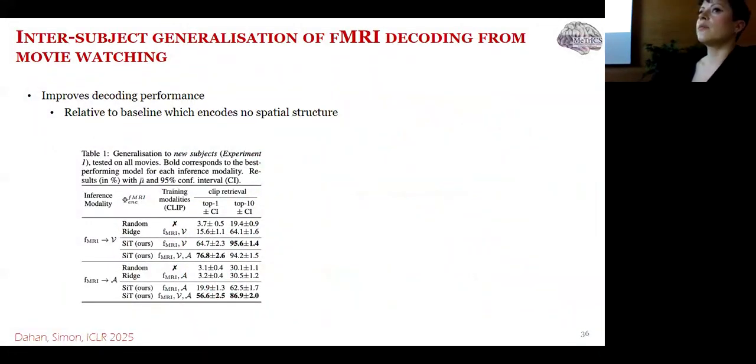So where people would previously have built models within individuals, you would have had lots and lots of densely sampled stimuli from hours of movie watching, in order to predict new scenes that haven't been seen during training, but within subject. In this case, we're able to predict what scenes we're observing in entirely new subjects with really high accuracy. So here, the CLIP retrieval is asking, can you predict what scene you're looking at from a list of 100 possible scenes?